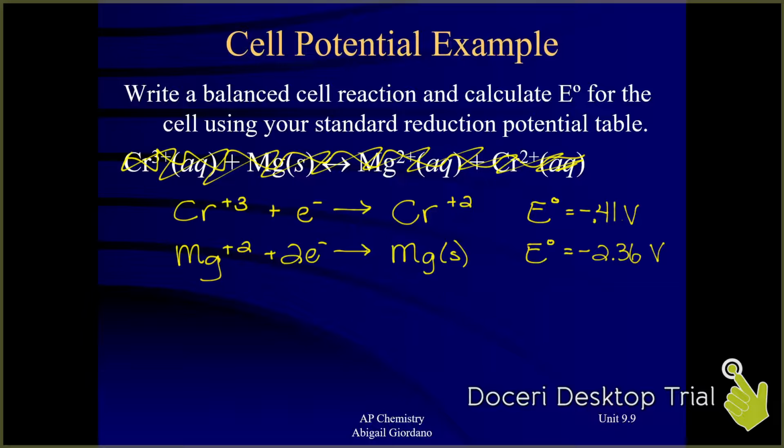So I can see that it's going to be the magnesium reaction, because when I flip that magnesium reaction around, its cell potential is now going to be positive. And if you add those two numbers together, we're going to get a positive total. Whereas if I had flipped the chromium reaction around, it's going to leave me with a negative total. So let me rewrite the magnesium reaction flipped around so that it can be written as an oxidation.